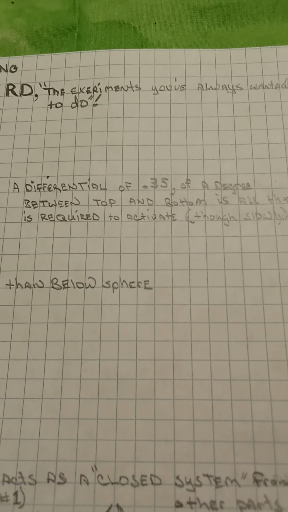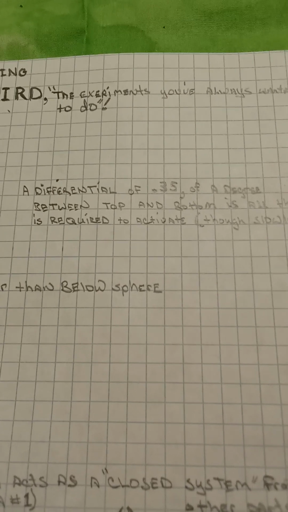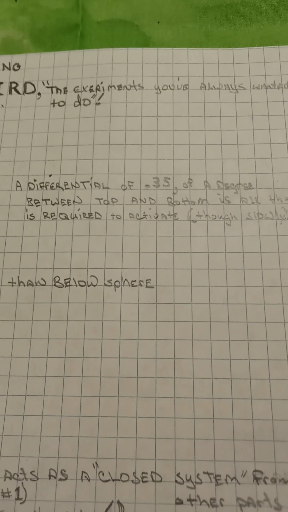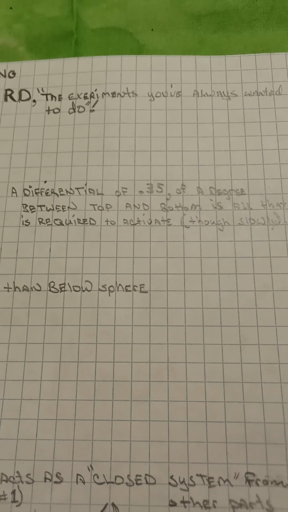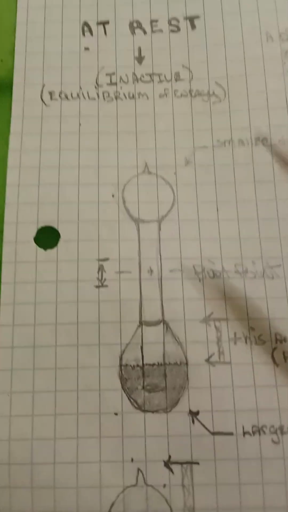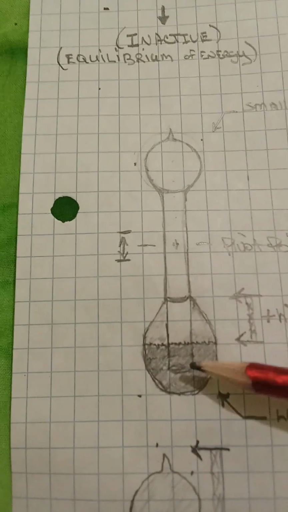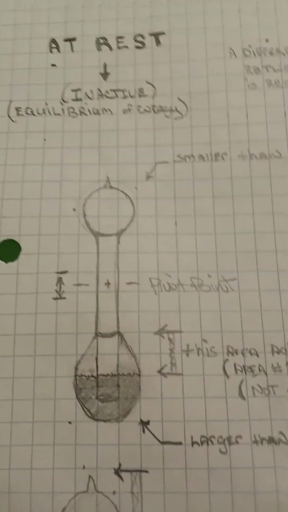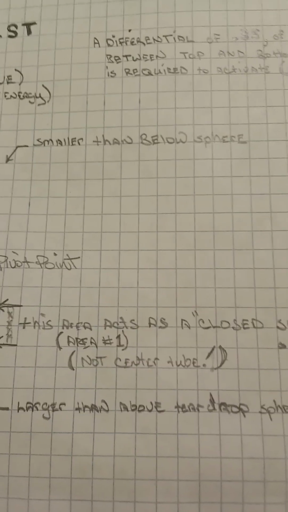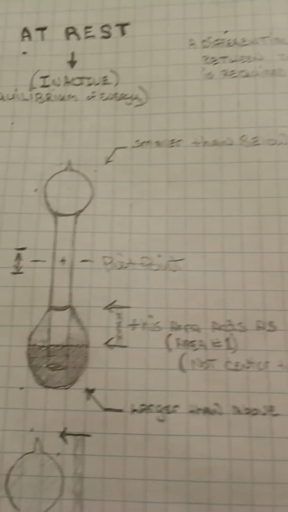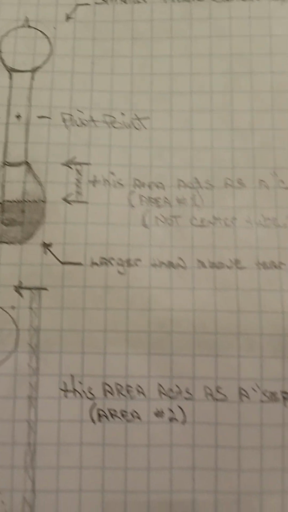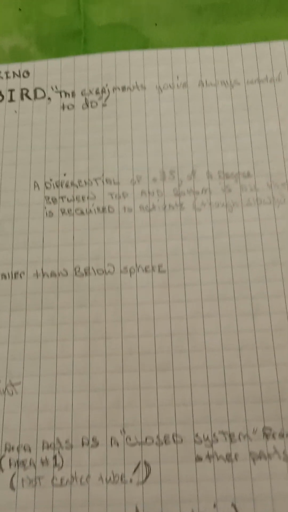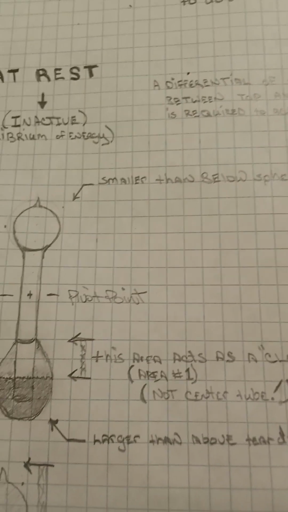This device requires a differential of approximately 0.35 of a degree differential between the top and bottom spheres. This is all that is required to activate the drinking bird. Though this is minimally and slowly in its action, this is the minimum. And actually I've moved it up just a notch or two, a couple of 0.02 on that.